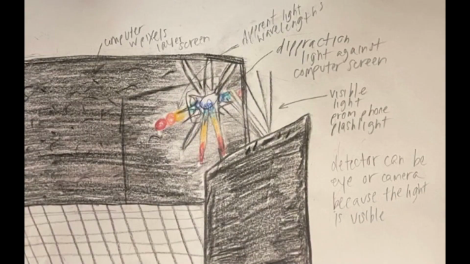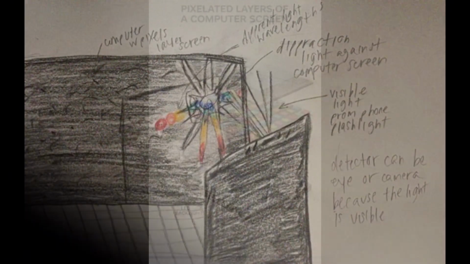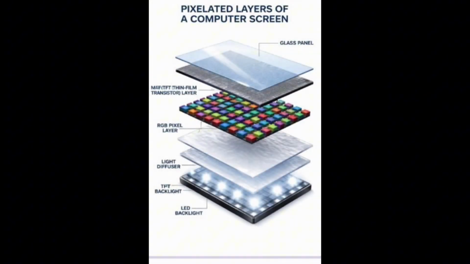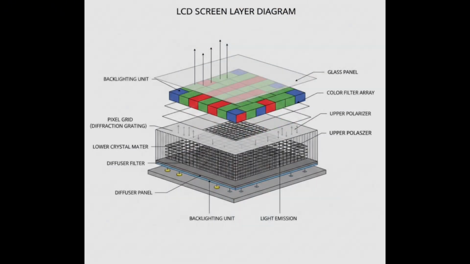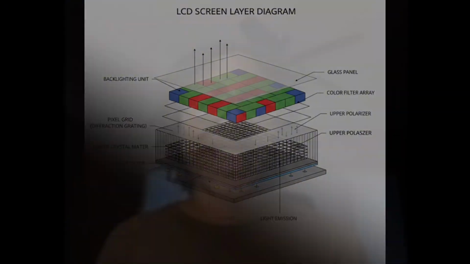So for the sketches, I just did the sketches of the experiment with the flashlight emitting the light onto the computer screen, and then the diffraction on the computer screen. And then I also did an AI prompt with images for the diagrams of the layers of the computer screen, so that we can see the pixelated layers. So we can see how the diffraction works on the first two layers of the computer screen. And that's the end of part 3, and thank you.